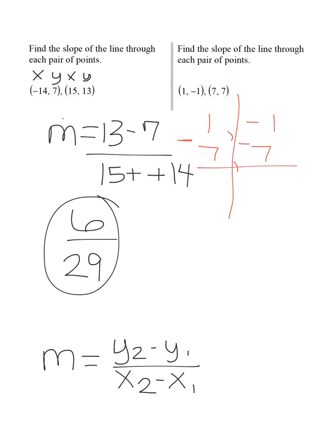So on the left, I think 1 minus 7 is -6. On the right, I've got -1 minus 7. Well, -1 take away 7 is -8. So now I've got to remember which one is my rise. My rise is my y's value.